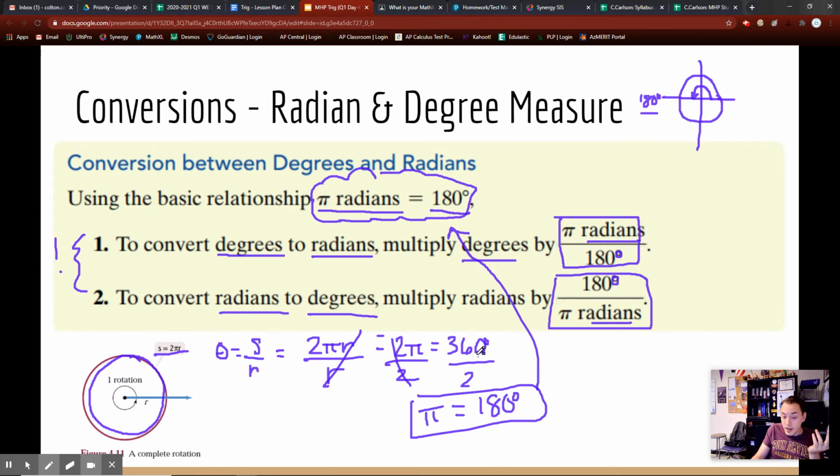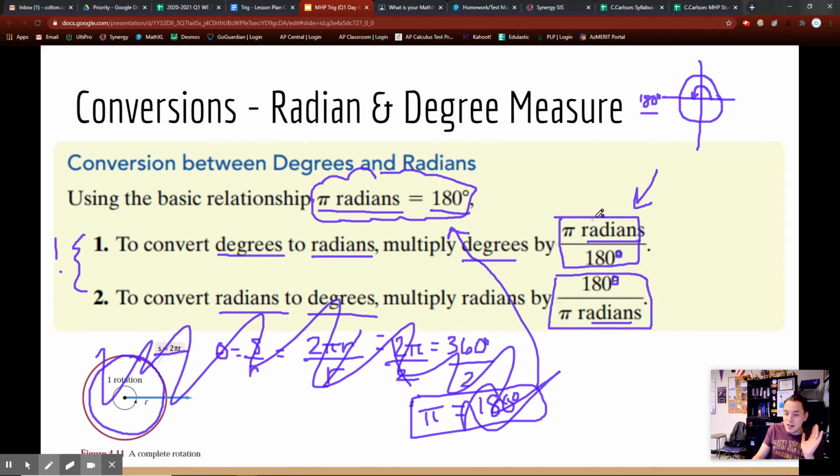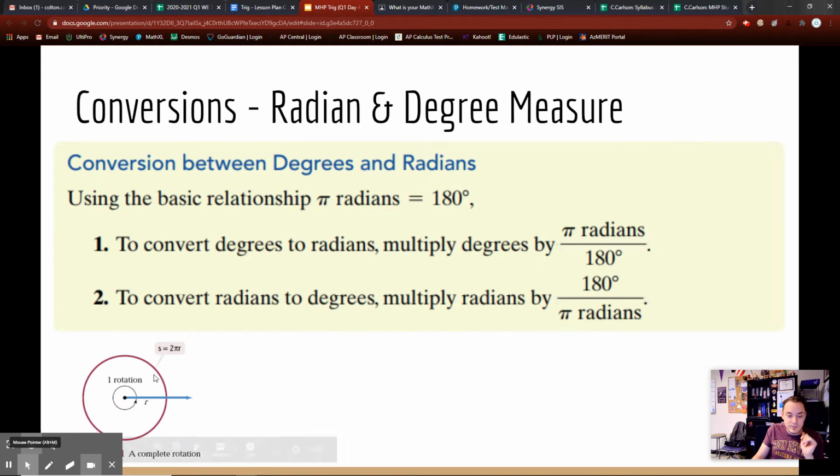Could we use 2 pi and 360? Yeah, we could. But the problem is it's not as simplified as it could be. Okay, I want to use the most simplified formula, and that is pi equals 180 degrees, not 2 pi equals 360. Could you use these conversion formulas with 2 pi equals 360? Yeah, but it's not going to be helpful. So if that confused you at all, don't pay attention to that. Just pay attention to these, and then we'll move on, okay?